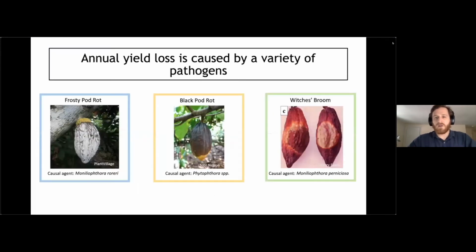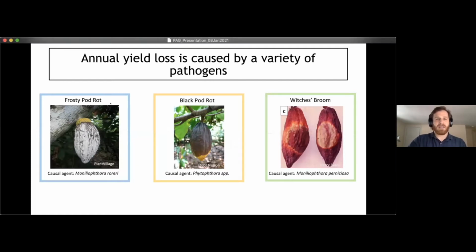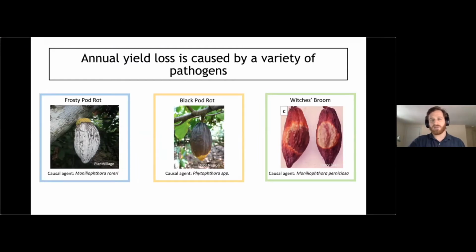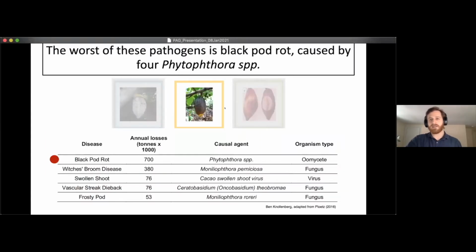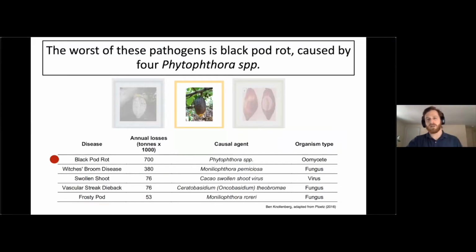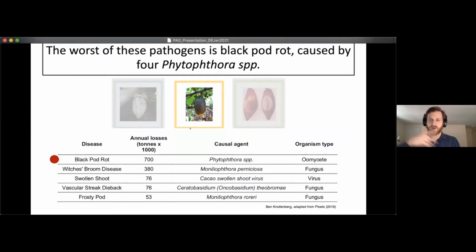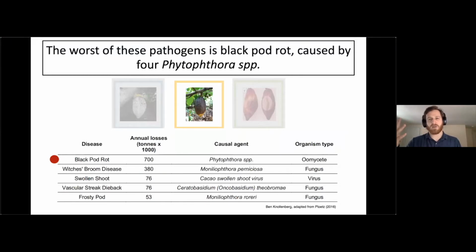Okay. So I won't belabor this too much because I'm sure you all are already very well aware. But annual yield loss in cacao is caused by a variety of pathogens. Here, I'm showing you three of the big baddies. On the left-hand side, we have frosty pod rot. On the right-hand side, we have witch's broom. And in the center, we have black pod rot. And this last one, black pod rot, is the worst of these pathogens and is caused by 4 separate Phytophthora species. I'm going to be focusing on, and actually the broader NSF grant that Mark mentioned focuses on, Phytophthora palmivora. So whenever I say black pod rot or Phytophthora from here on out, I'm just exclusively referring to palmivora.